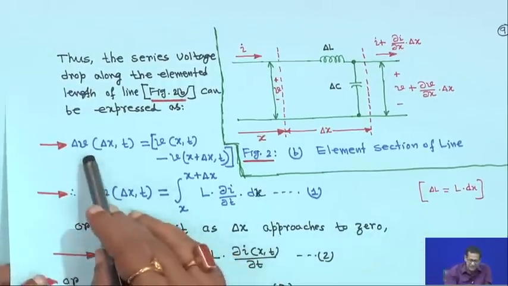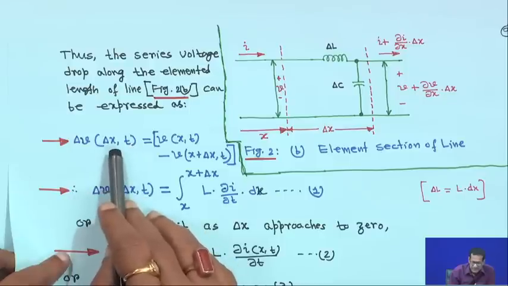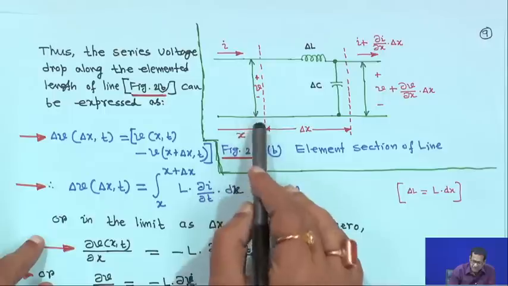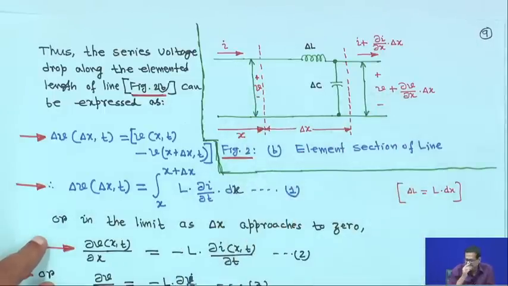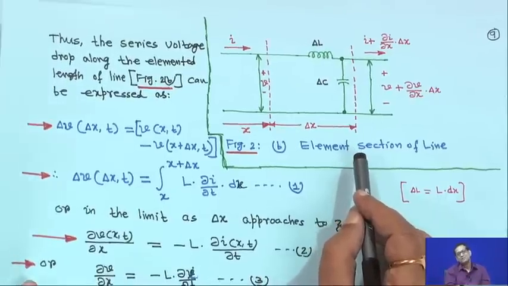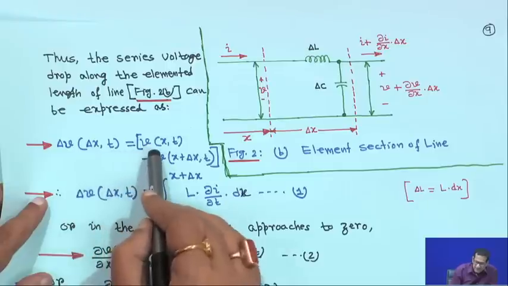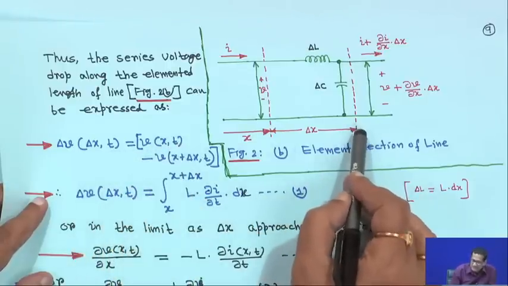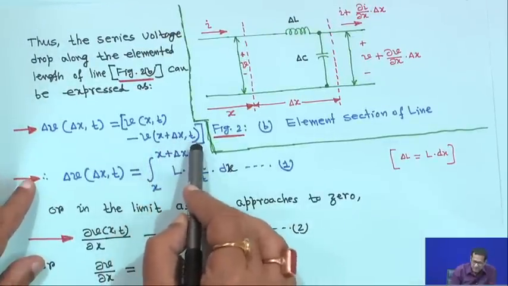Therefore, delta V, with function of x and time in bracket, delta x comma t is equal to the voltage on this side, V in bracket x t, minus V on the other side, which is at x plus delta x, so minus V x plus delta x comma t. It is not shown as a function of x t again and again, but it is understandable: I means I function of x t, V means V function of x t.